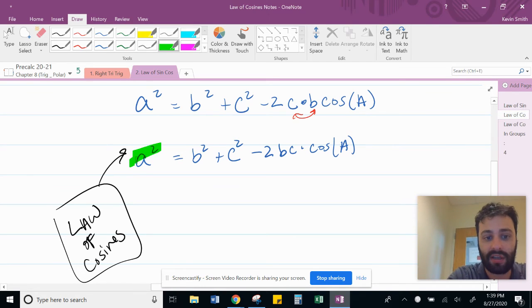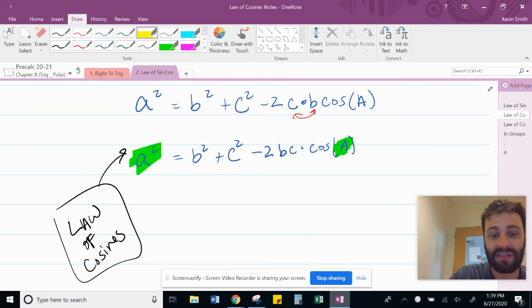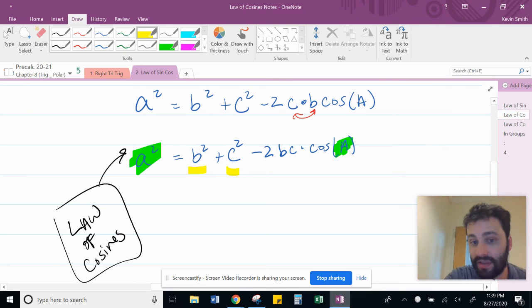Notice that the side a squared is always the side that matches the angle inside of the cosine. Those will always match. It doesn't matter what order you add these in, obviously, because they're being added, and it doesn't matter what order you multiply them. You could do c squared plus b squared, it doesn't matter, it's just the other two sides. And you can do c times b, it's just the other two sides. This formula works for any side.